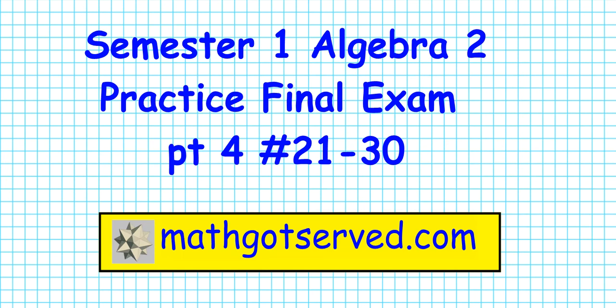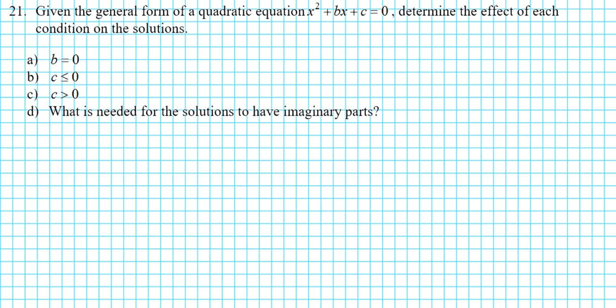In this clip, we're going to be going over problems 21 to 30 of the Algebra 2 Practice Final Exam for Semester 1. Alright, let's take a look at question 21. It reads, given the general form of a quadratic equation x squared plus bx plus c equals 0, determine the effect of each condition on the solutions.